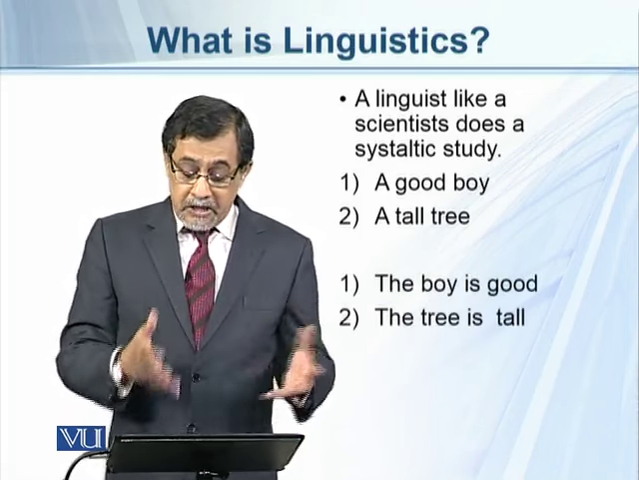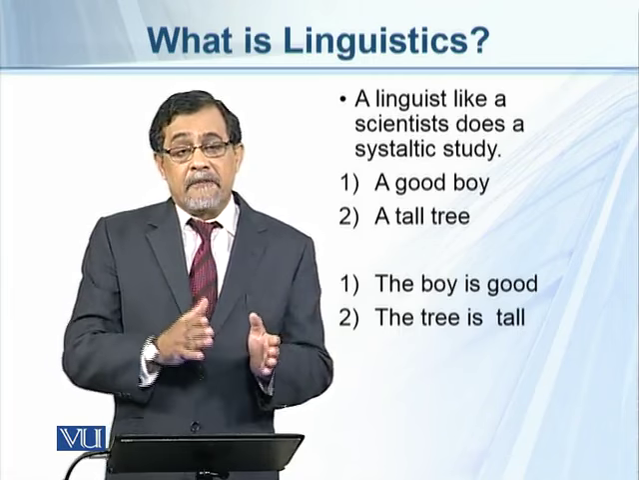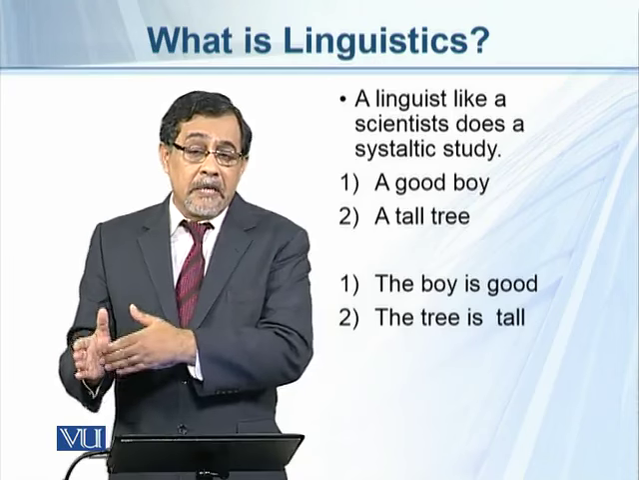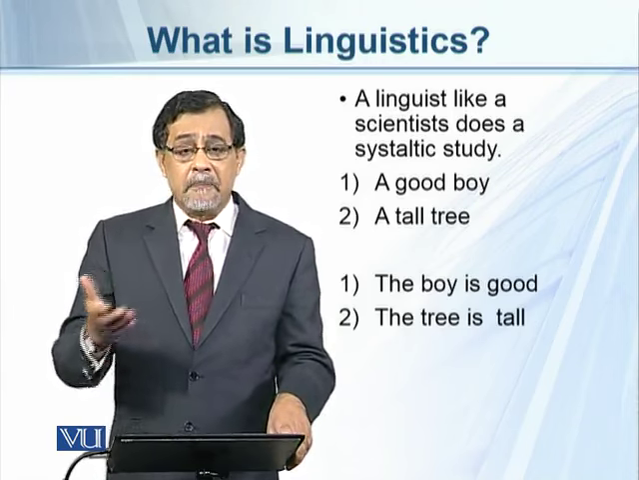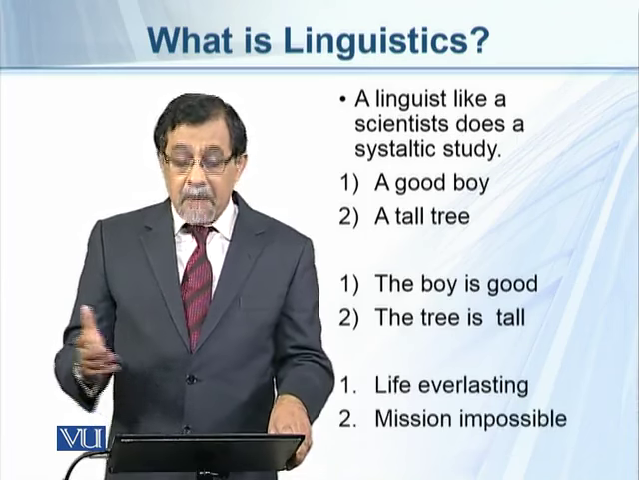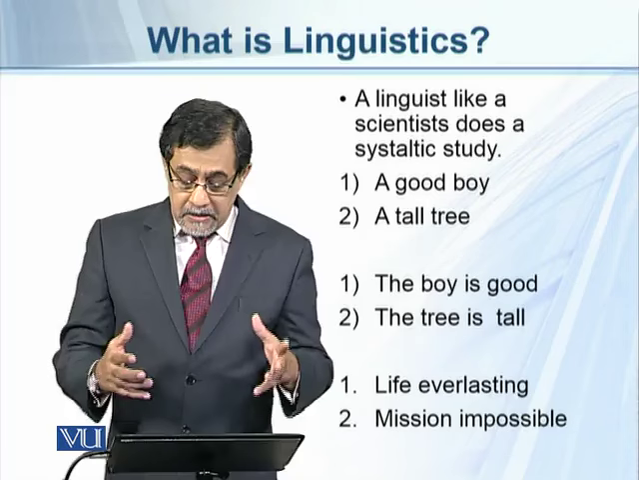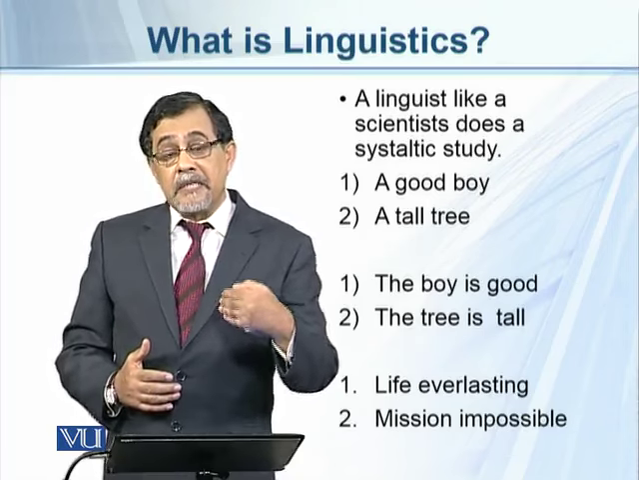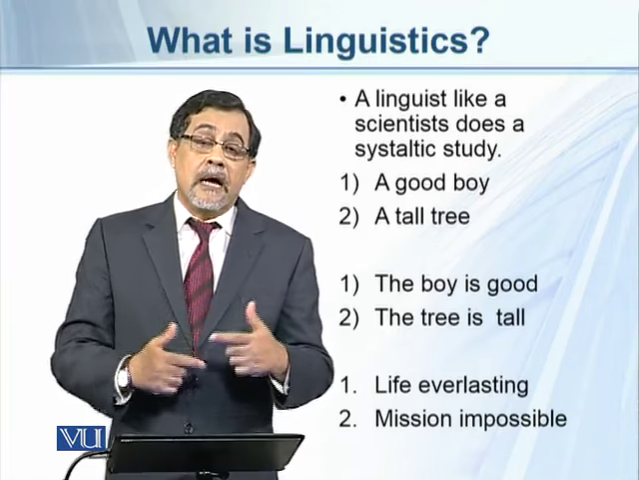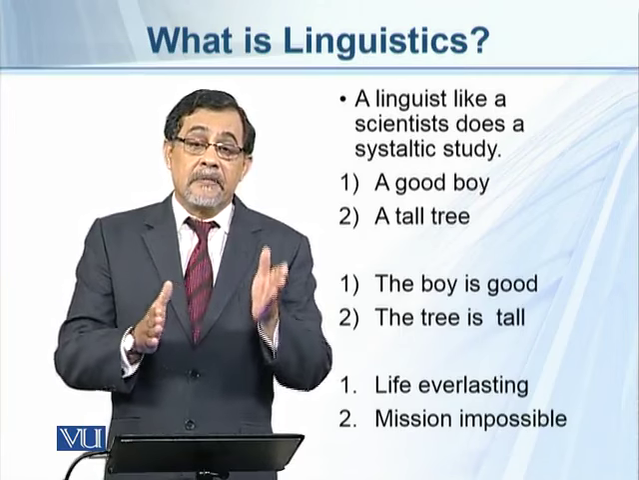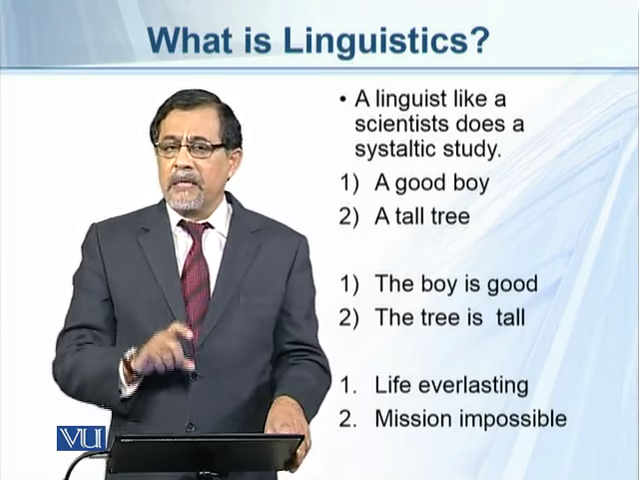But when he comes to a sentence like "the boy is good, the tree is tall", he'll change his hypothesis and say that the adjective also comes after the noun. Obviously, the first case is the attributive adjective and the second case is the predicative adjective. Then after the second instance, he comes to know that there is a noun and the adjective is coming after it, following it, like "life everlasting" and "mission impossible". So he changes his hypothesis that in some cases adjectives follow their noun. This is the way a linguist comes to study language.